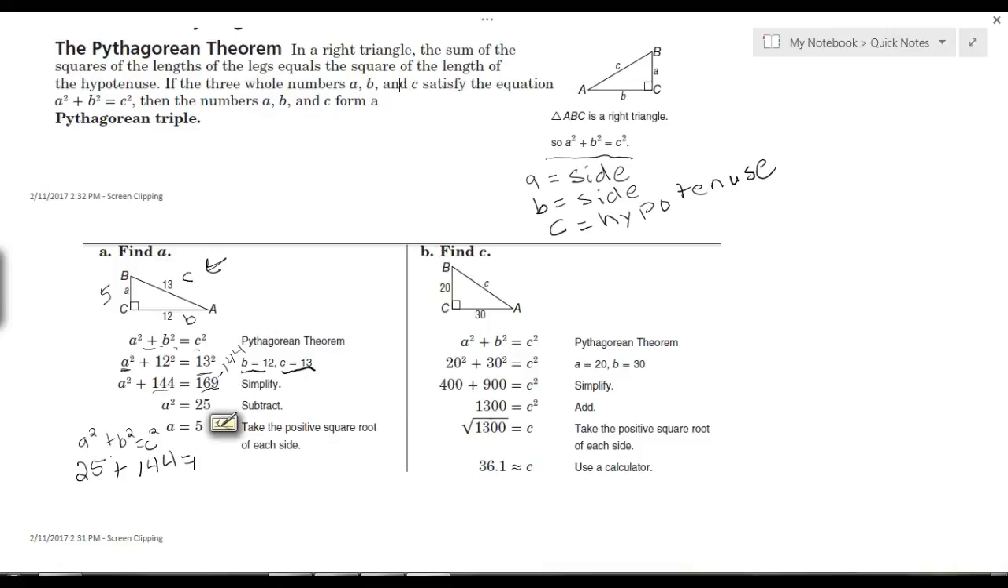Let's look at one more example. This time, we're looking for the hypotenuse. So over here, the hypotenuse is C. So we don't have to do as much algebra to get to this answer. So again, we begin with our Pythagorean theorem, where a squared plus b squared equals c squared. A is 20, b is 30, so we plug those in. 20 squared plus 30 squared equals c squared. 20 squared is 400, 30 squared is 900, and we still have that equal to c squared. 400 plus 900 equals 1300, and then we take the square root of both sides to get c by itself. 1300 does not have an even square root, so we round it to the nearest tenth, and we get 36.1.